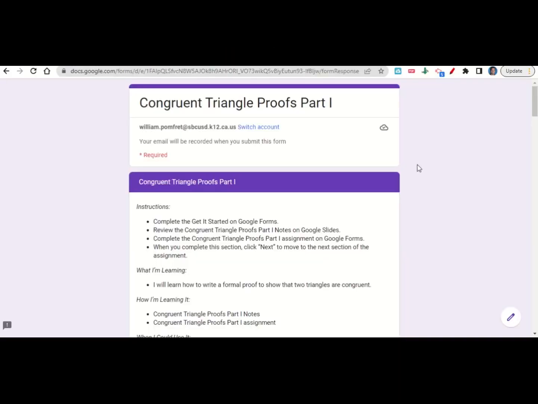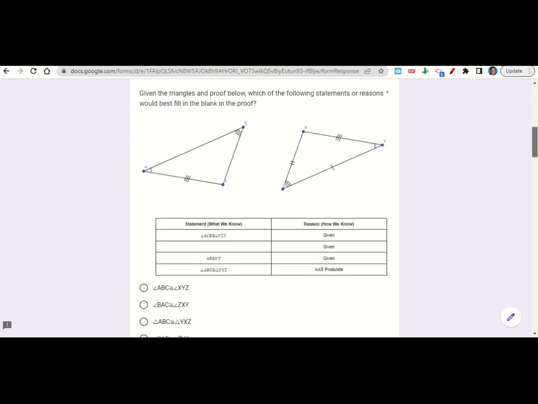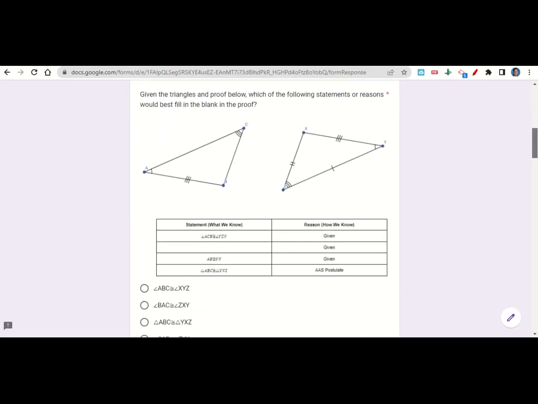Let's take a look now at the congruent triangle proofs part 1 assignment. The assignment begins with the learning goals and success criteria. If we scroll down, we can see the questions. The first one says to fill in the blank in the proof.